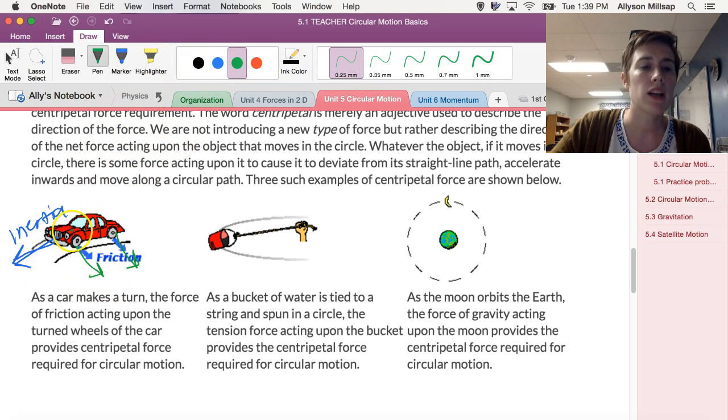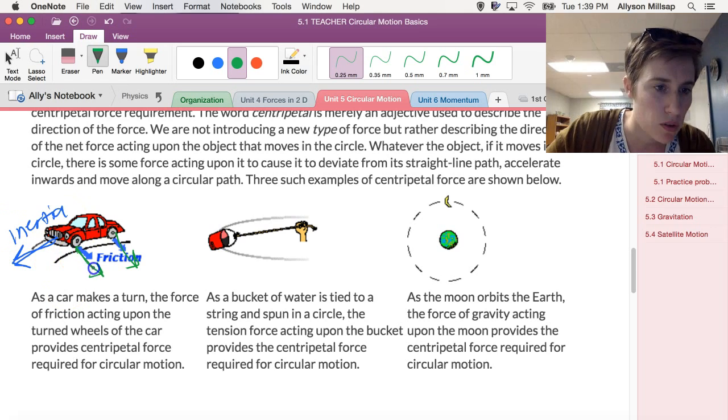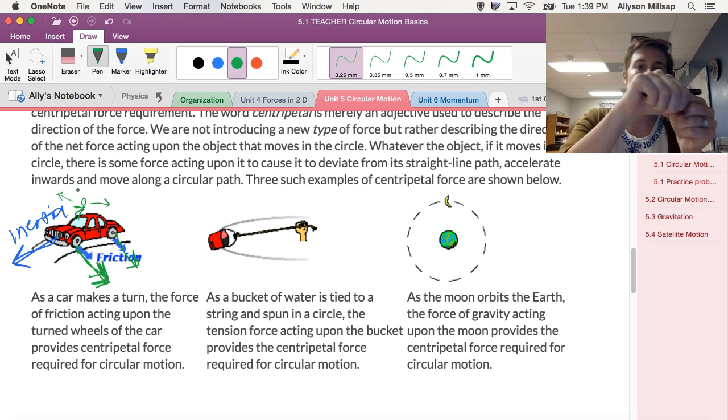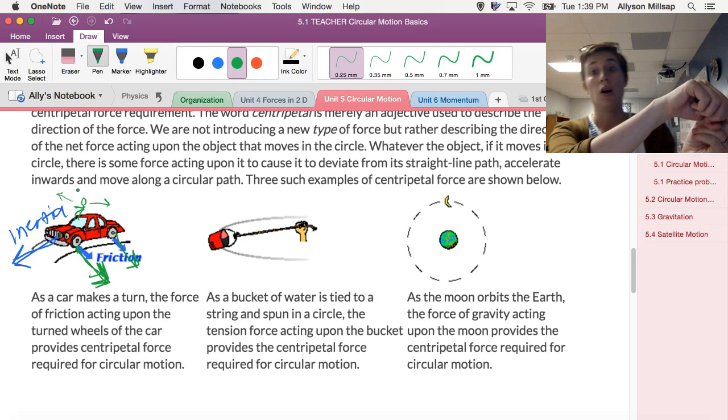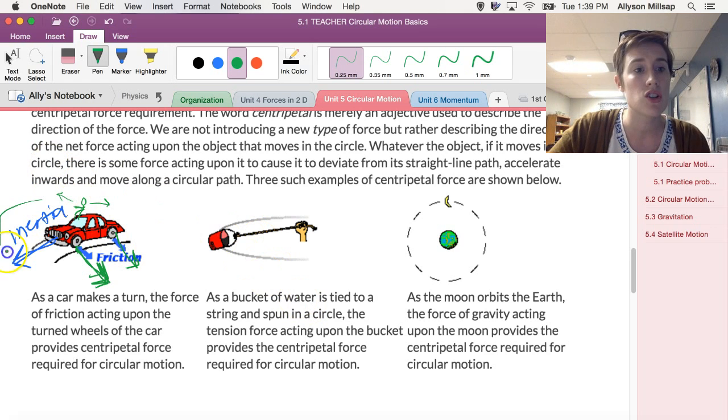So why do you feel a pull when you're turning the car? There's an inward force here. But here's you sitting in the car. You don't lean this way when you turn. You lean the other way, right? So if I'm turning the car, I don't lean inward toward the turn. I lean away from my turn. And the reason why is because of inertia.